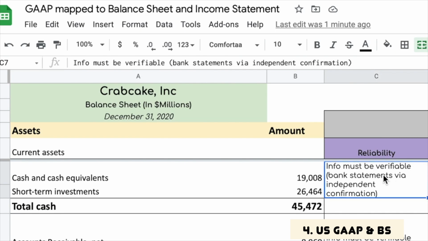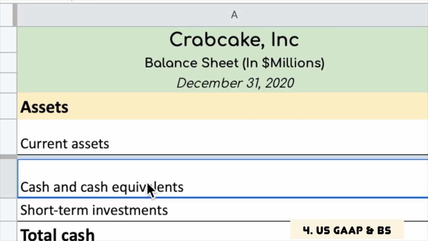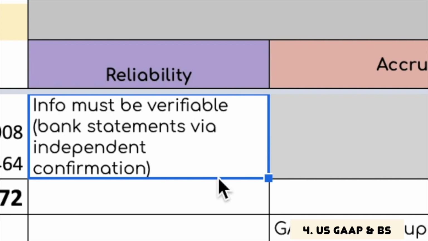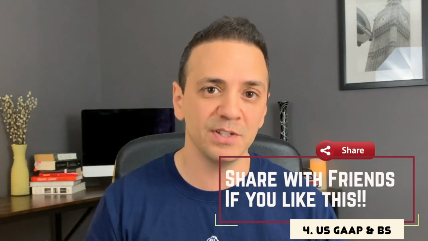And so for reliability, the way it applies to the cash balance is that the information presented on the cash balance needs to be verifiable via bank statement through an independent confirmation. And so this is the kind of thing we're doing today. We're mapping and adding context to each of these US GAAP principles so that we understand it a little better. So that's the topic of this video today.